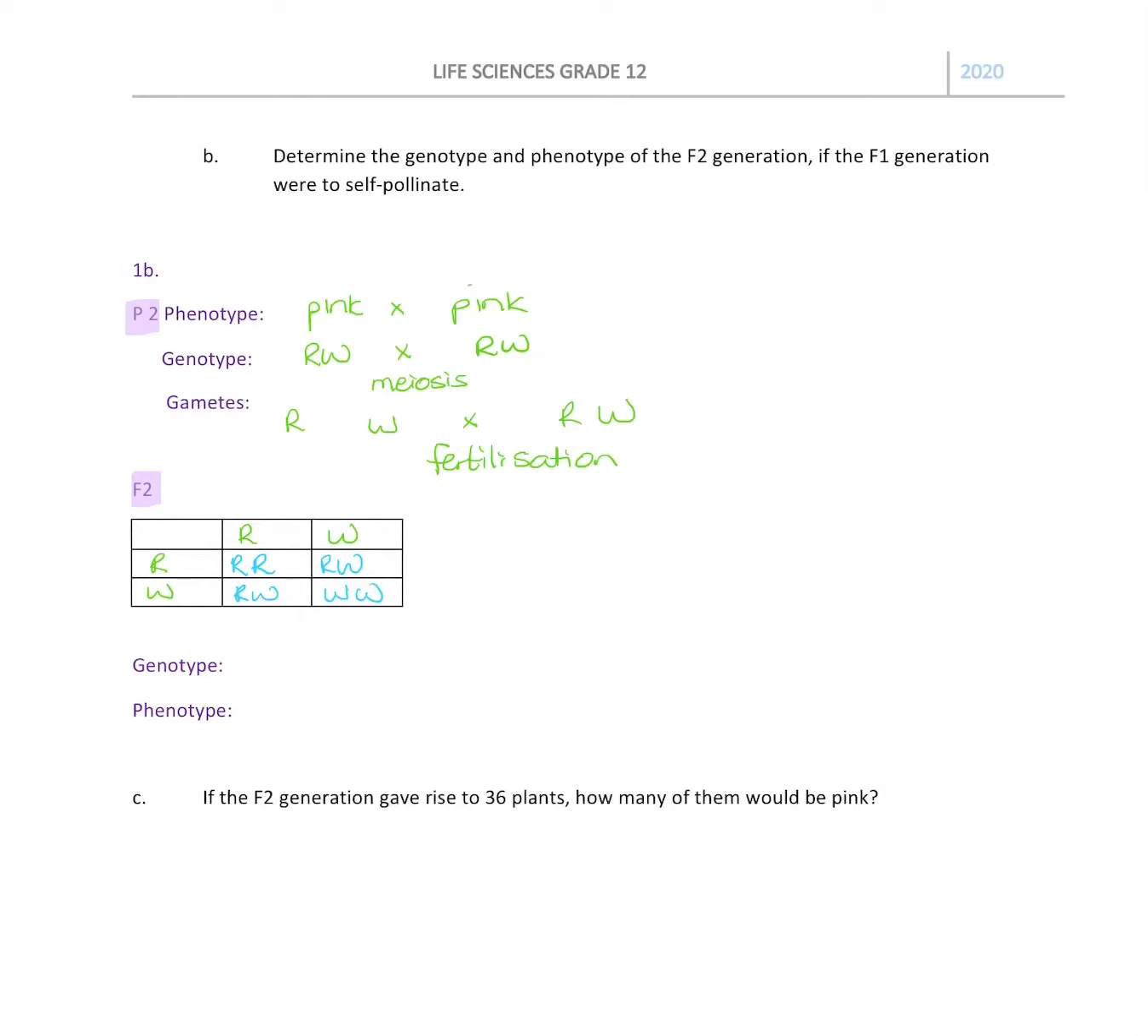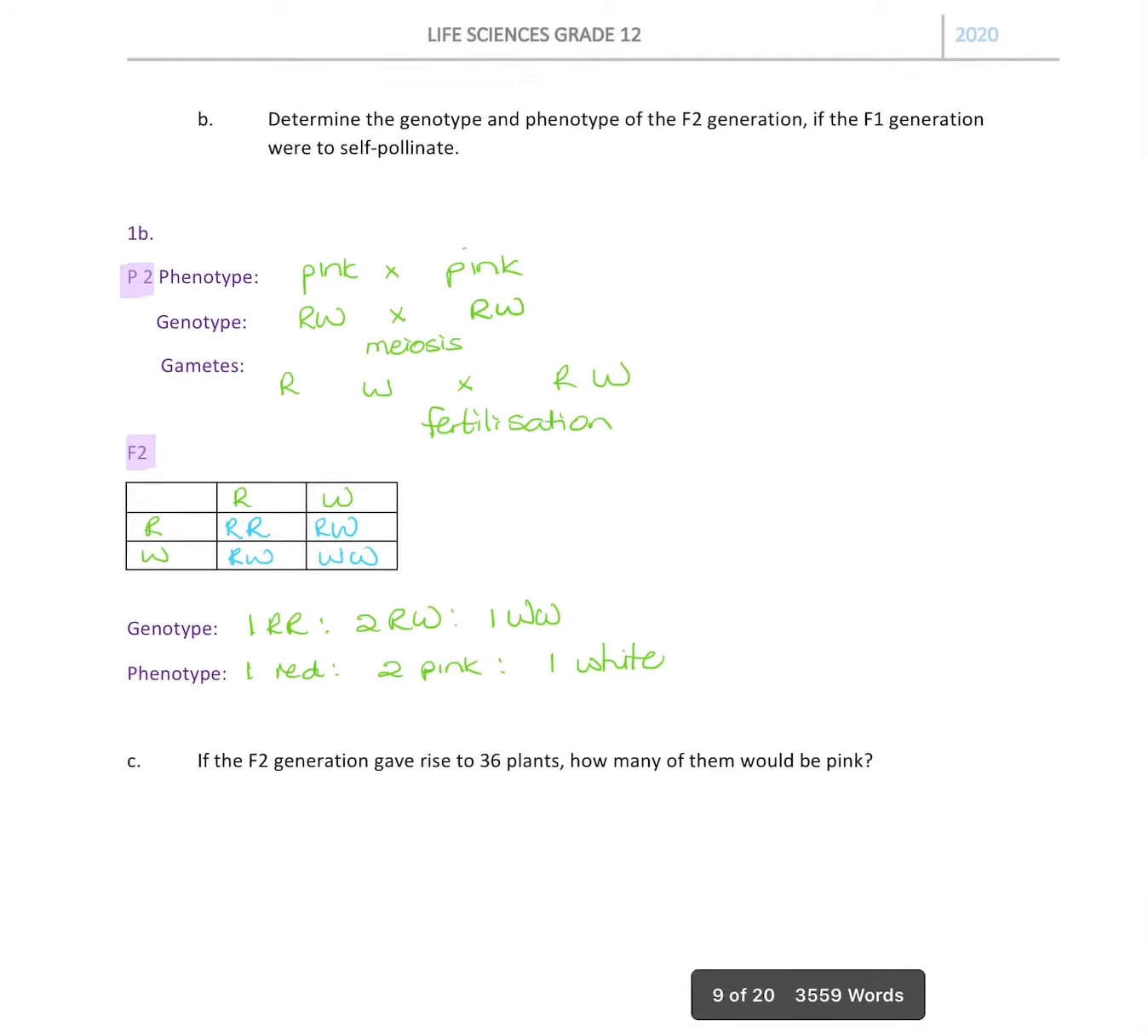So the genotype gives us a ratio of 1 to 2 to 1. And therefore, analyzing the results, we've got 1 red to 2 pink to 1 white. This is the typical ratio in an incomplete dominance example in the F2 generation.